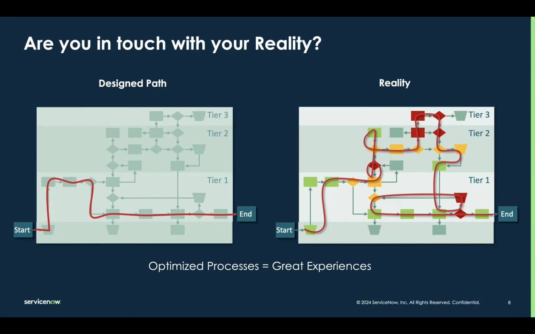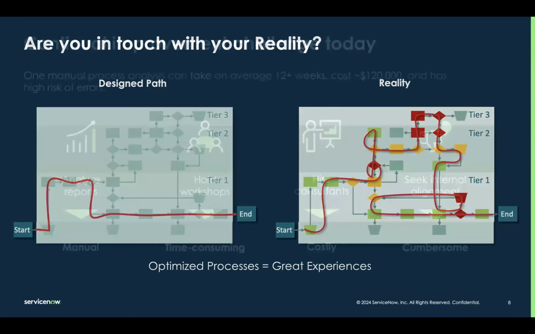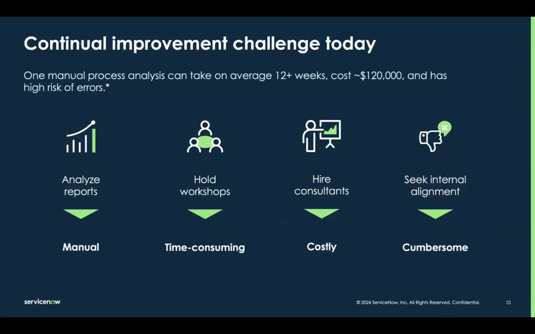The challenge is seeing the reality of our business processes isn't always as easy and obvious as that park example. For most organizations, the continual improvement challenge is very manual, time-consuming, and costly. Usually it involves running a whole bunch of reports, and then for some reason, people still like to print those reports out and go through them line by line with a highlighter.